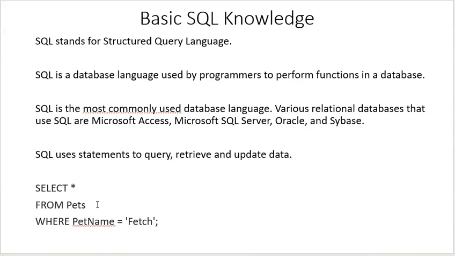And then it has a conditional statement where pet name equals fetch. So what you would get in that SQL query is all of the information about the pet whose name is fetch. And that's how you would write it. So again, it's select all from table pets where pet name equals fetch.